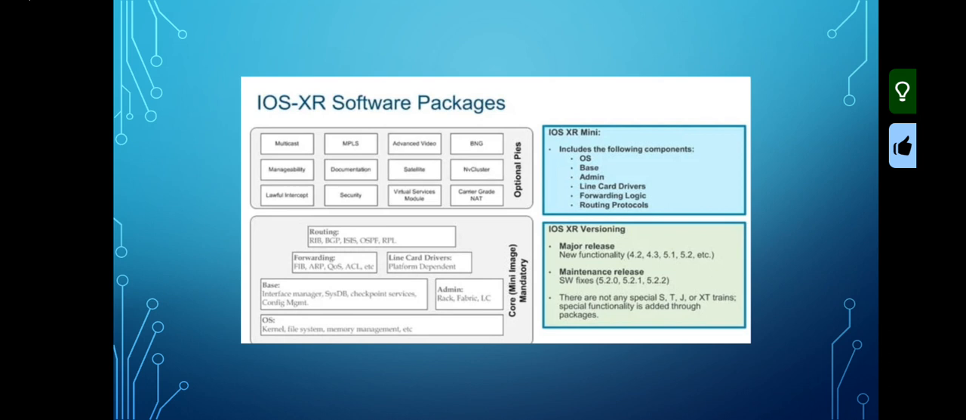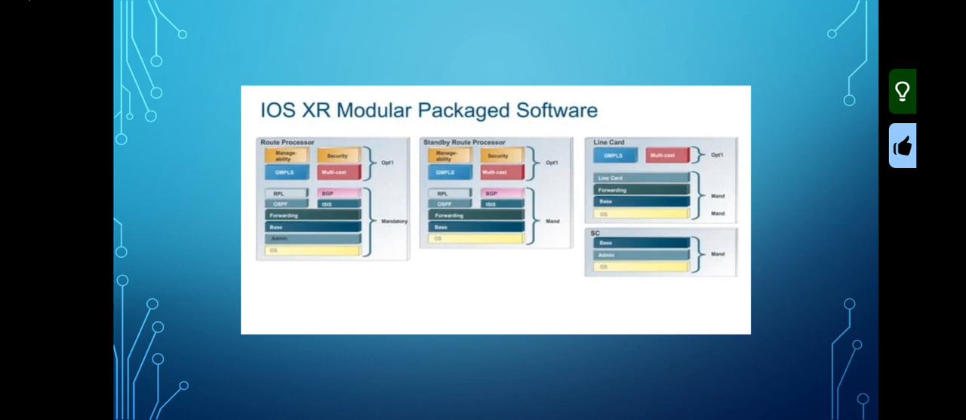In the IOS XR mini package, you've got the basic things included like OS, base, admin, line card drivers, forwarding logic, and routing protocols. In XR versioning, you've got the major release and maintenance release. When you talk about the route processor and the SMU, you've got the standby route processor and the main route processor. You've got the line card, and you do have SC.